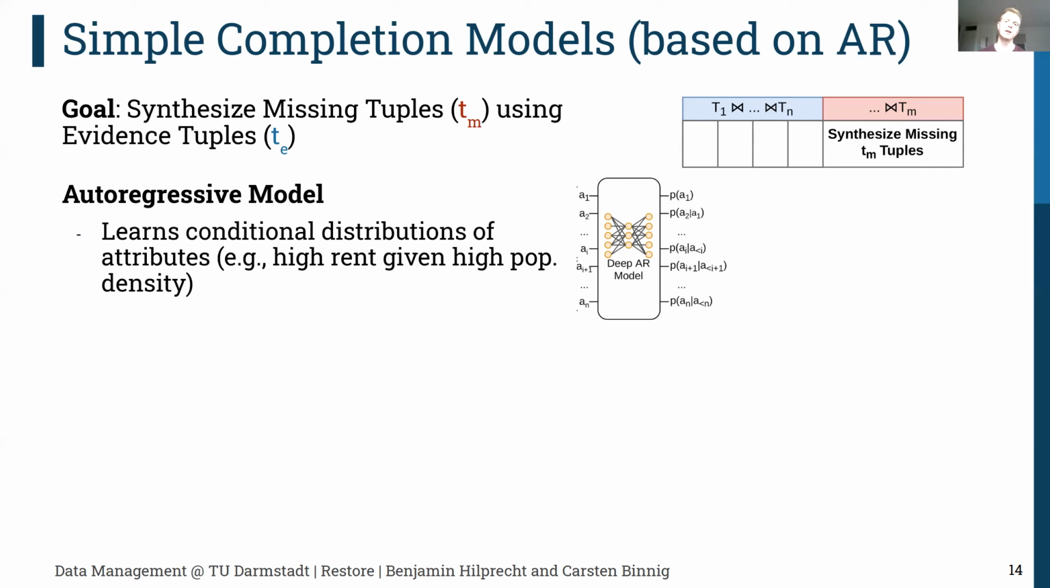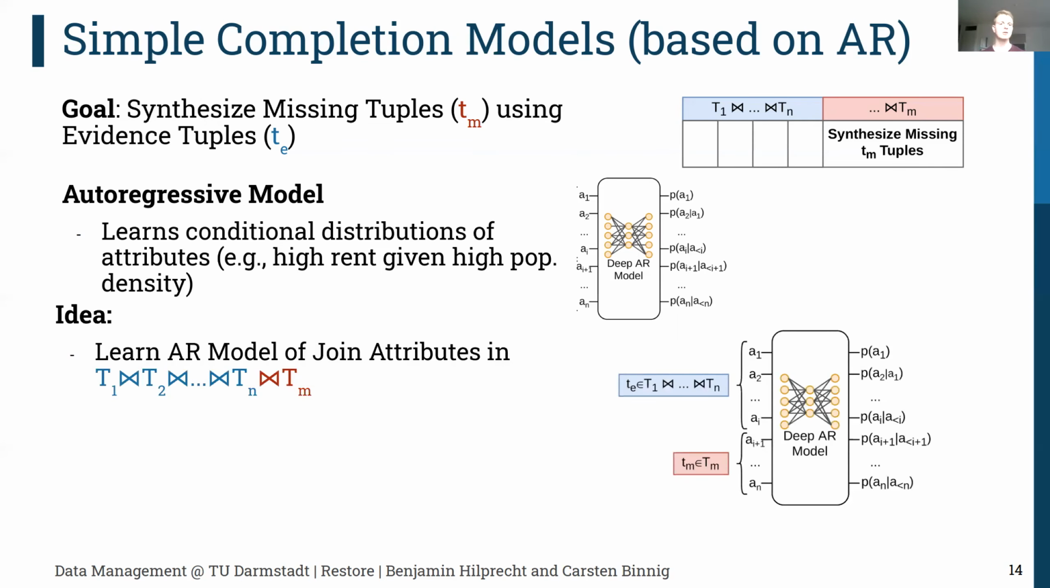And as you can see on the right, in general, they're structured as follows. We feed in the attributes of a tuple, and then the model outputs the conditional probabilities. So for instance, first, the probability of the first attribute, then the probability distribution of the second attribute given the first attribute, and then last, the probability distribution of the last attribute given the previous attributes. And the idea is to learn such an autoregressive model of join attributes over the join of both the complete tables and the single incomplete table. So on the right, you can see this. We have the evidence tuple from the join of complete tables and the missing tuple. And of course, we can simply join the apartments tuples we have with the neighborhoods tuples and learn such a completion model. And then on the right, we output those conditional probabilities.